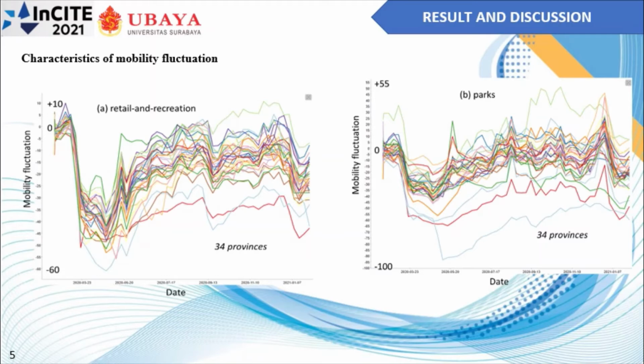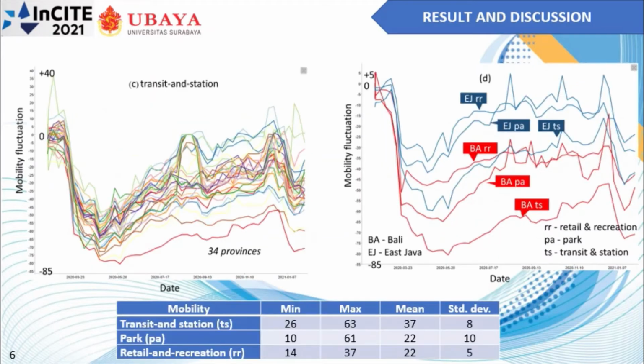Okay. The right figure is for park area. We can see also the mobility fluctuation. The highest point is 54 increasing, and the lowest point is minus 100. But from the figure, we can see it looks like the mobility fluctuation is decreasing. The next figure is for transit and station mobility fluctuation.